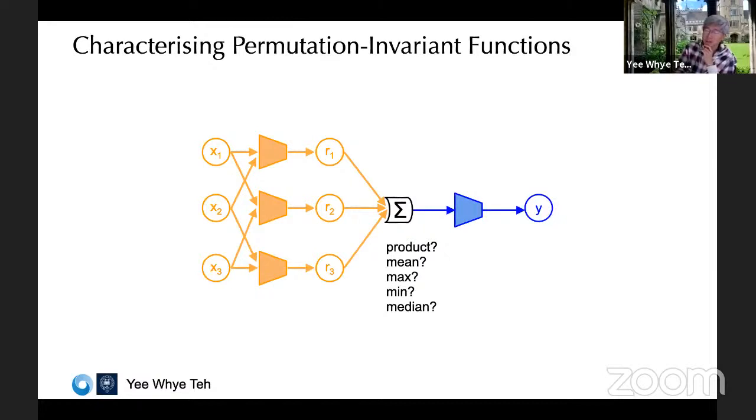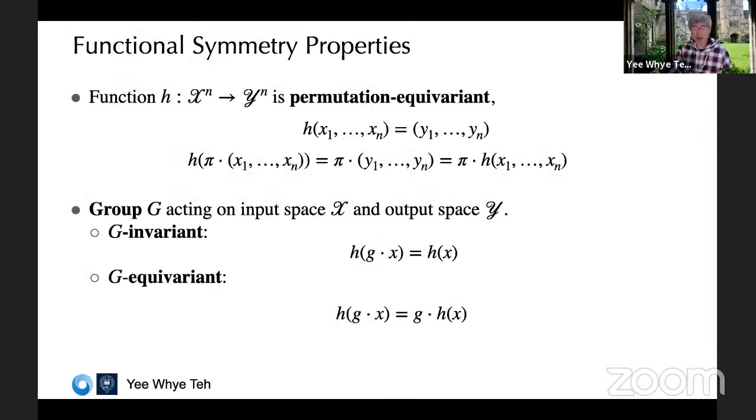And the question is, in general, what is the most general form for a permutation invariant function that we could come up with? Okay. So I'd like to make a few definitions on some of these symmetry properties that we might care about. So we might care about not just permutation invariance, but also what's called permutation equivariance.